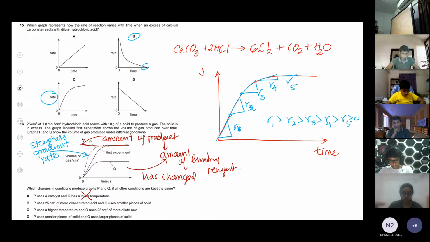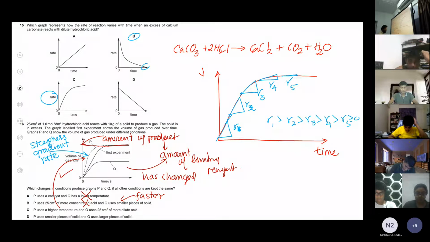P uses more concentrated acid. Q uses smaller pieces of solid. That's again wrong. Smaller pieces means faster reaction. Faster than P, it should be faster, higher in gradient. Therefore wrong. P uses higher temperature. All right. Higher temperature means faster reaction. All right, agreed.